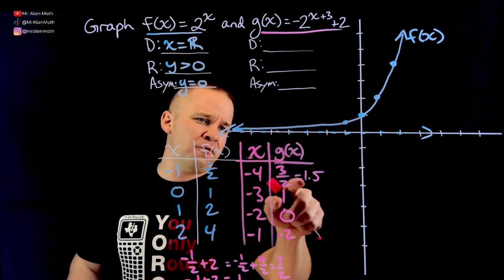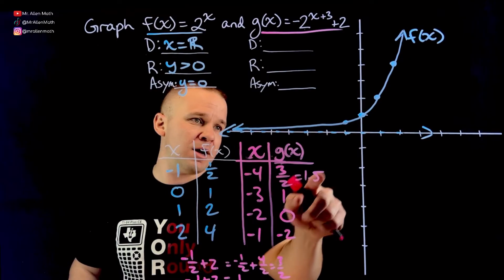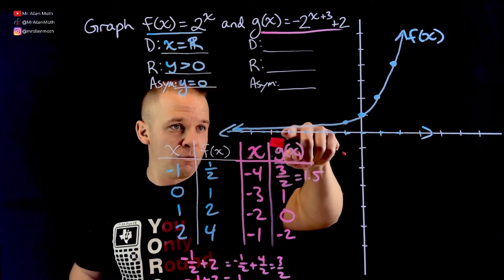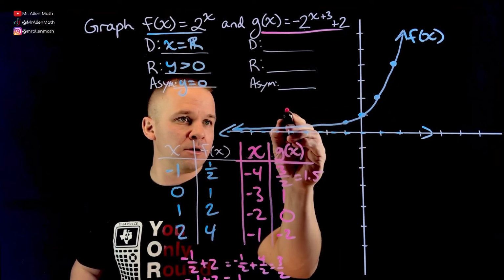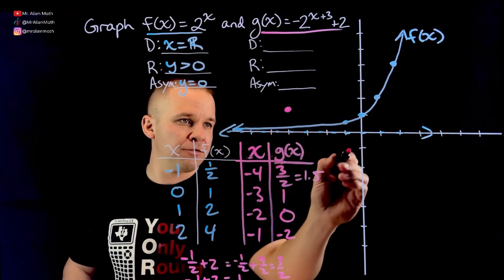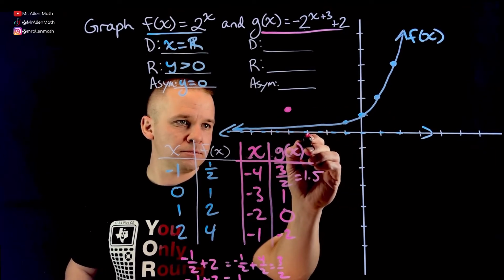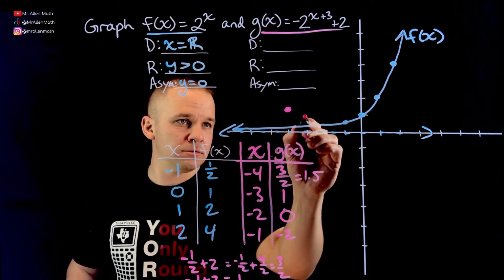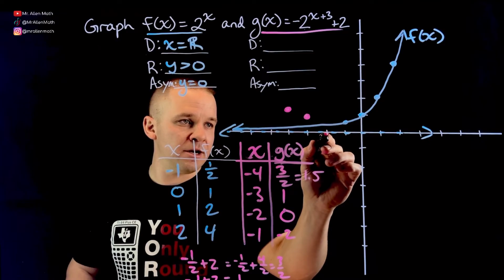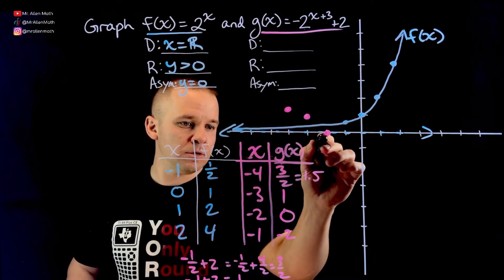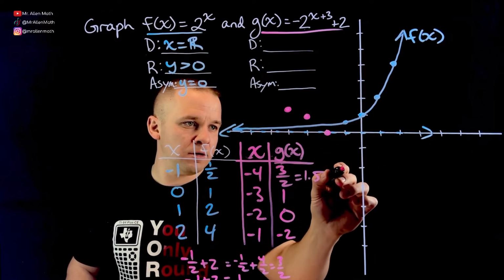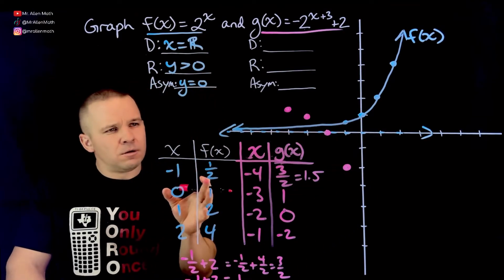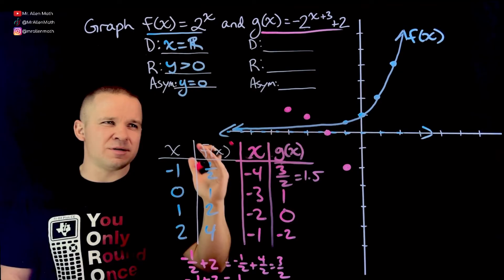So if I do negative 4, 1.5, that's an ordered pair, right? Negative 4, 1, 2, 3, 4, and then positive 1.5. Okay, we might be all right. Cool. Negative 3, 1, 2, 3, and then I've got myself positive 1. Negative 2, 0, and then negative 1, negative 2. Okay, so it looks like it's doing something like that.